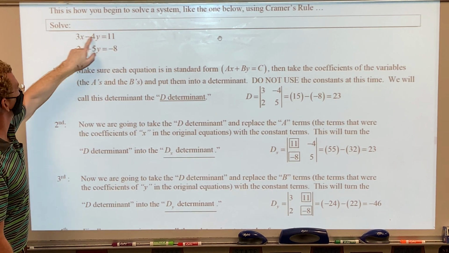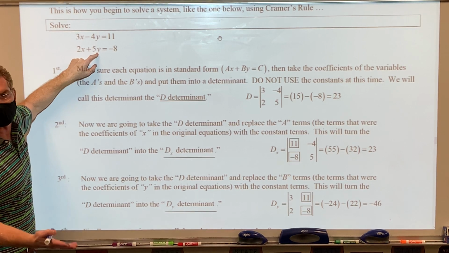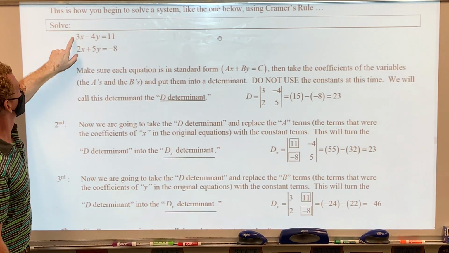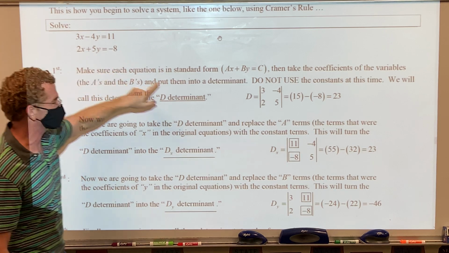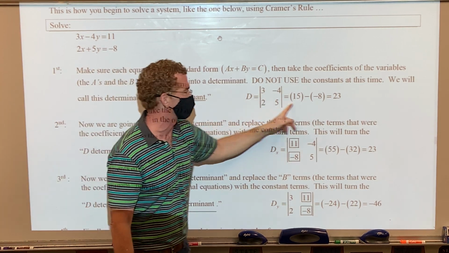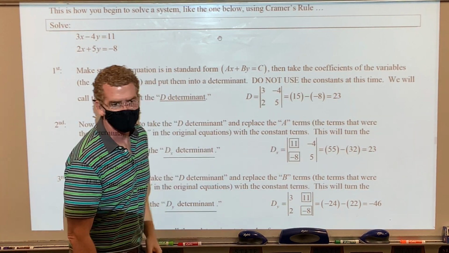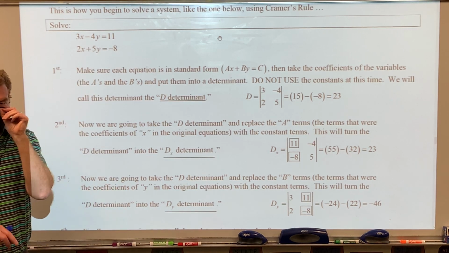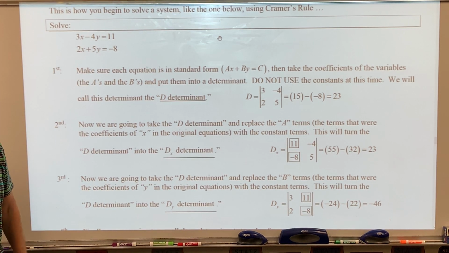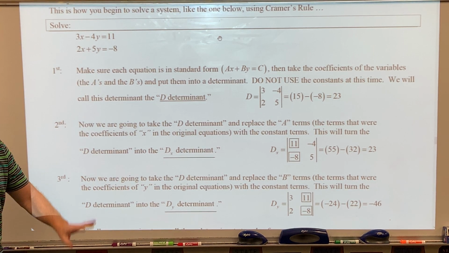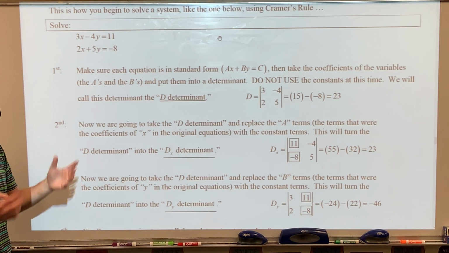And you're going to take the coefficients of these, which is what we call the coefficient determinant. The 3, the -4, the 2, and the 5, and you're just going to put them in a determinant and evaluate it. And you get 23. And 23 in and of itself means absolutely nothing, but you're going to use it in a second. Okay? Now here's the part that makes it Cramers Rule.